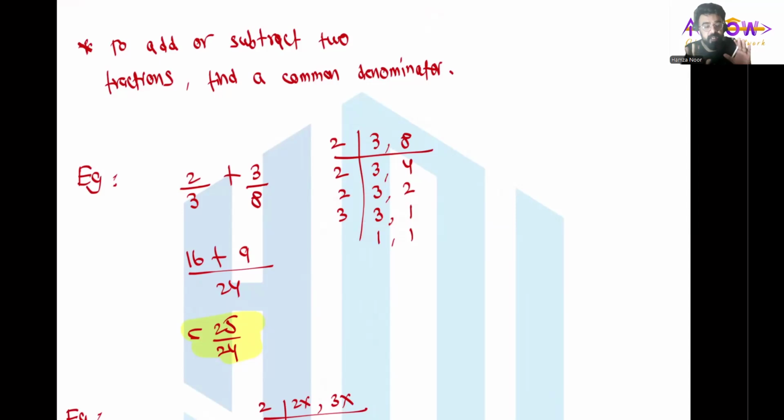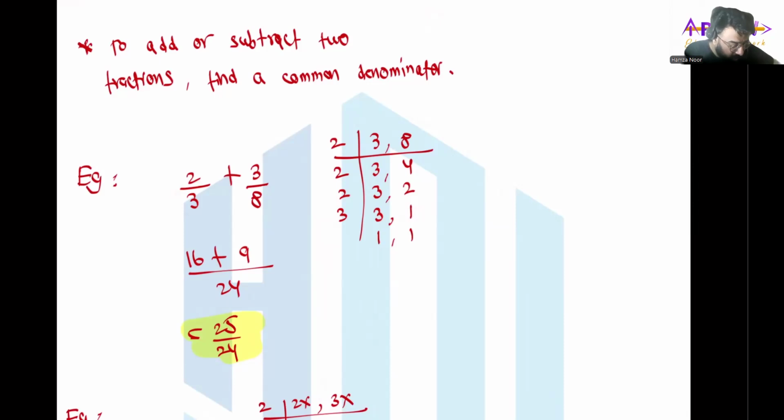Now, how to see that you have found the proper LCM? In the end, when you are left with 1 comma 1, you multiply all these numbers to get the lowest common multiple. You multiply all of these numbers to get the LCM. So 2 times 2 times 2 times 3. So 2 cube is 8 and 8 into 3 is 24. So the LCM is basically 24.